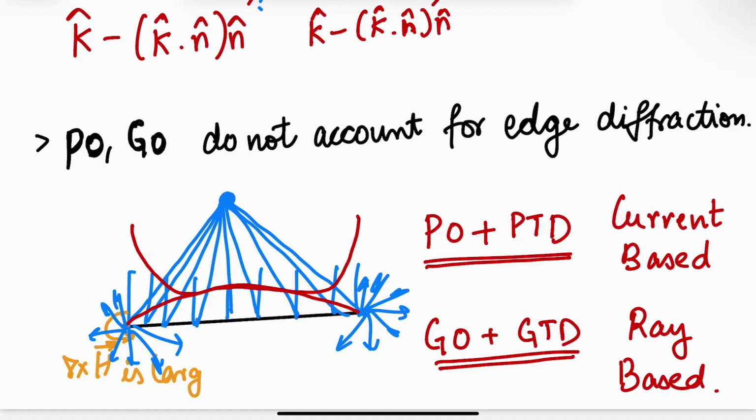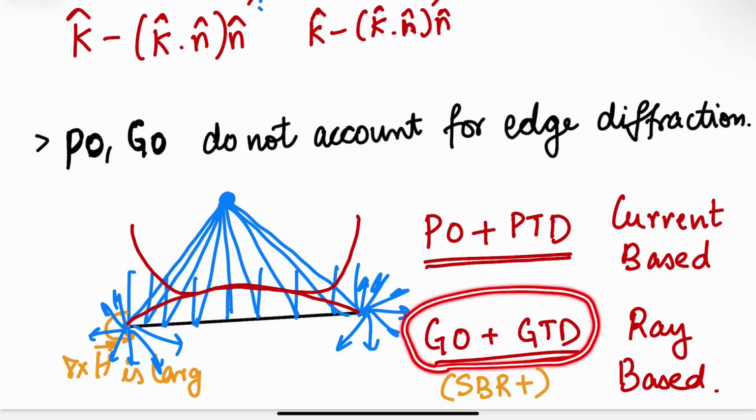GO plus GTD is the basis for SBR+ in HFSS. Okay, so if you go into HFSS, you'll actually see that there are correction factors you can add to SBR+. One of them is PTD. Another one is called UTD, which you can think of as an upgraded version of GTD. It's called the uniform theory of diffraction. And another correction you can add is called creeping waves. And we'll discuss creeping waves much later in the course when we do scattering from spheres. But SBR+ is essentially something like GO plus GTD. Okay, it's a little bit more complicated than that, but this is the backbone of SBR+.